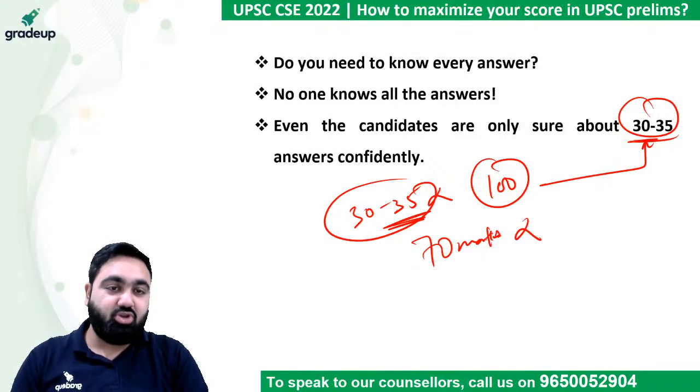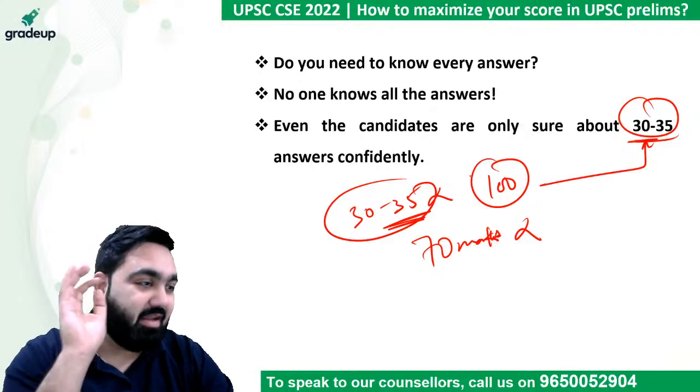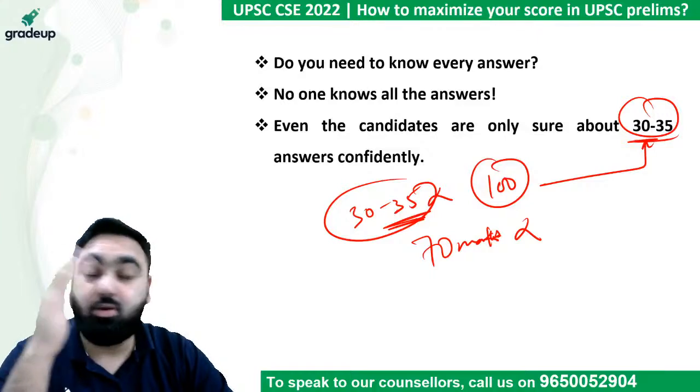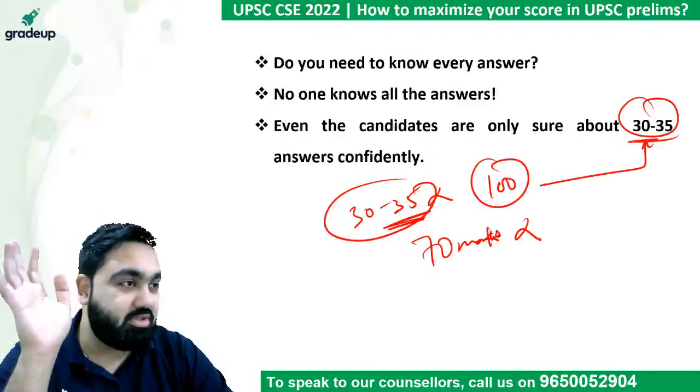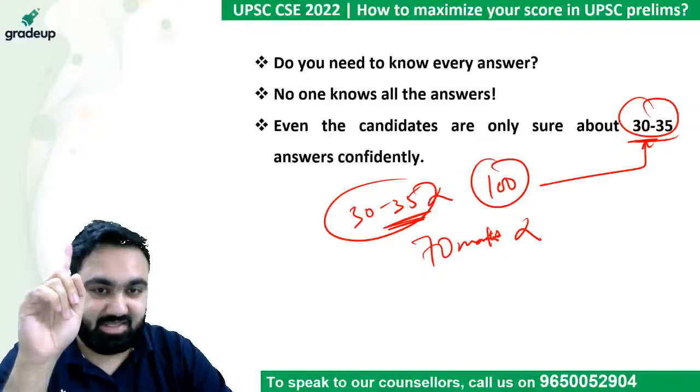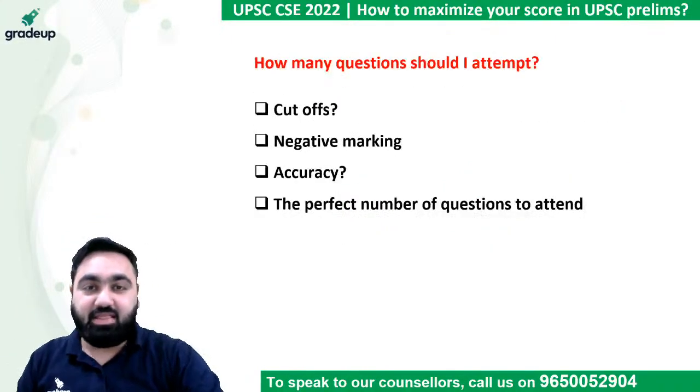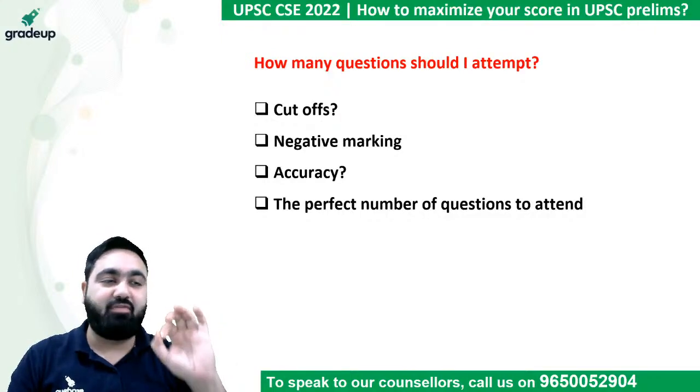So everyone, if you see the UPSC paper for the first time, you go through the paper, you will get to know that everyone only knows 30 to 35 answers at the first instant. Then what do you have to do? You can't answer only 35. That is when you have to act smartly.